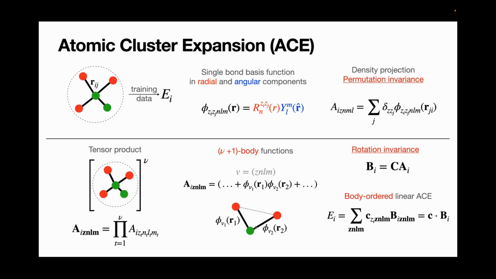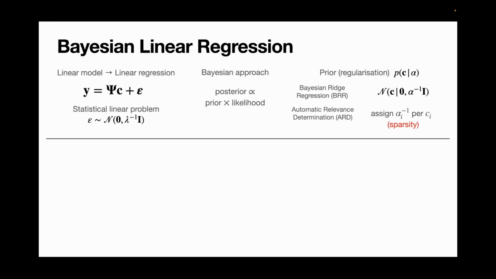Next, we incorporate rotation invariance by summing over all rotations, which we can reduce to a simple linear operation. But the whole idea is that we construct an atomic cluster expansion basis, which is linear in its coefficients, which explicitly incorporates the body orderedness of the ACE potential. Because it's a linear model, as I was saying previously, we can do linear regression.